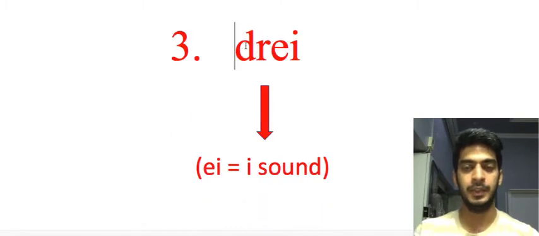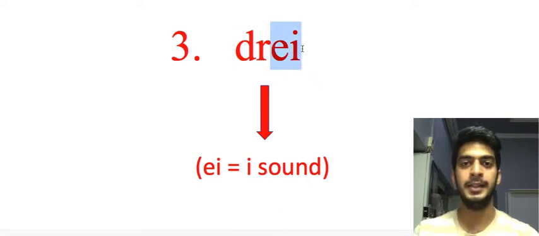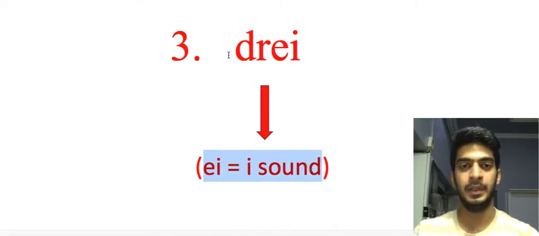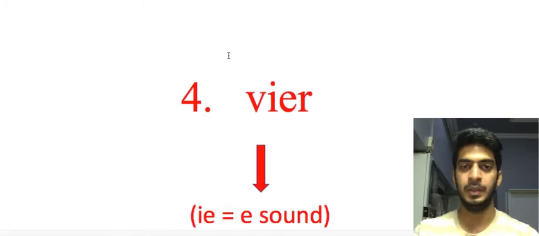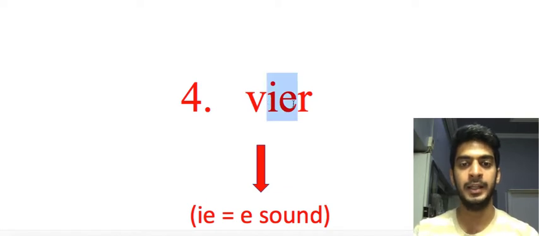Number 3, drei. Again, we have the same thing here, EI at the end. EI is pronounced as I. Drei, number 3. Number 4, vier. The V is pronounced as F. And we have a slight variation here. Instead of EI, we have IE. So, IE is pronounced as E. So, we pronounce it like this. Vier, number 4.